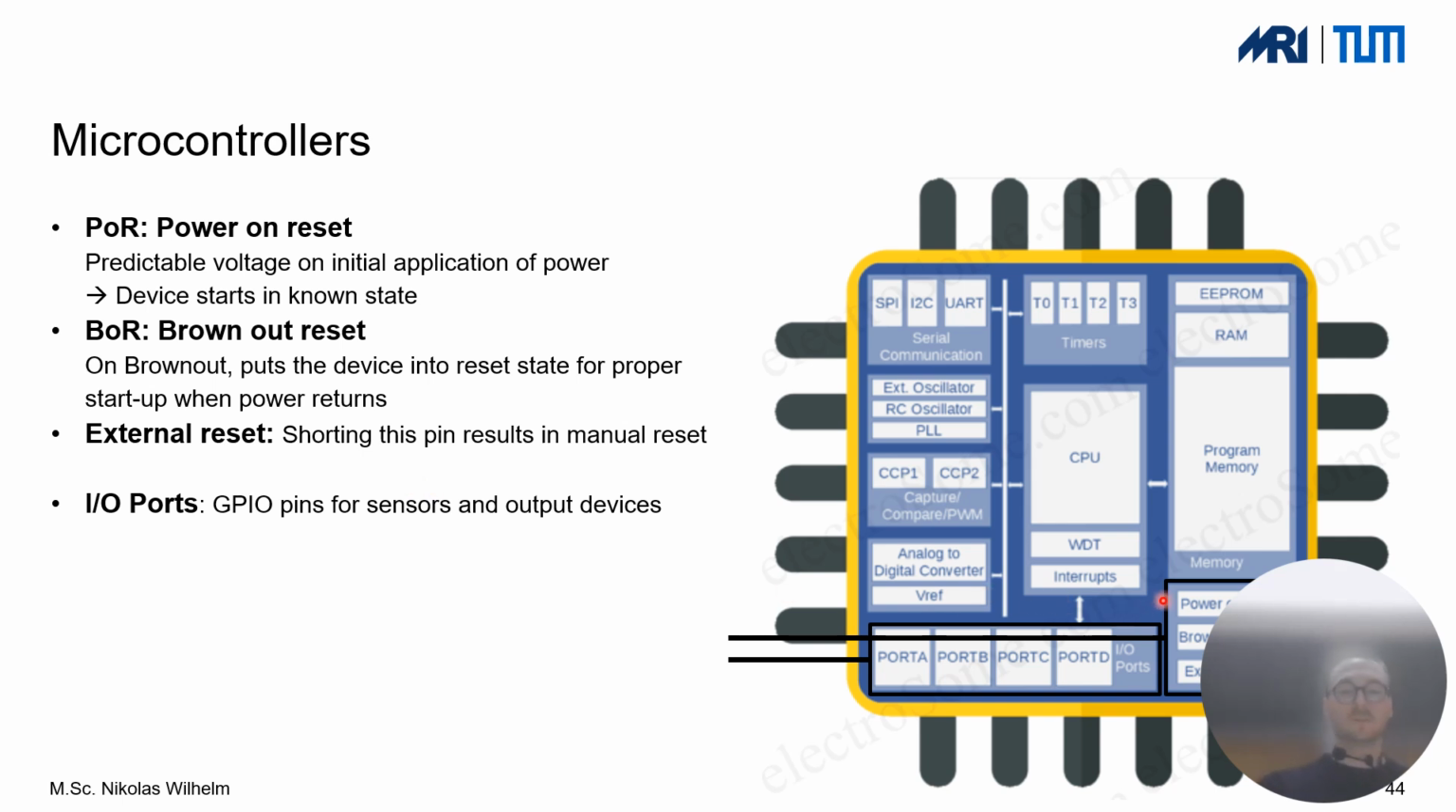And then one of the main important parts here is the general input and output pins. This is where we will be accessing all our external sensors. So this is one of the main advantages of such a microcontroller.